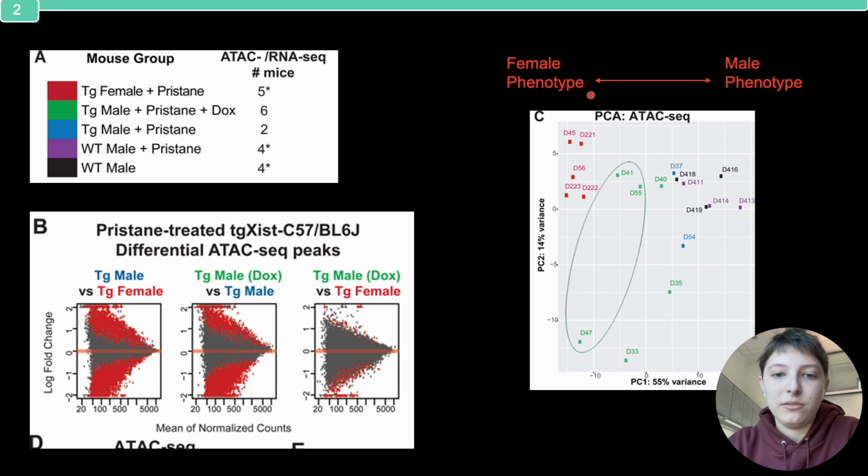And so you can think of the x-axis as this sort of range or spectrum of female phenotype to male phenotype. And I put this here based off of what we're seeing. So all the red are the female, and then the green are the tests. The blue are pristane mutant males without dox. Black is just wild type males. And purple is wild type males plus the pristane. And so it's pretty striking to see this very clean spread between the groups. I'm sure they were really happy when they found this.